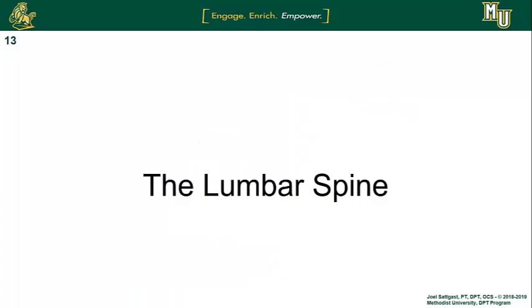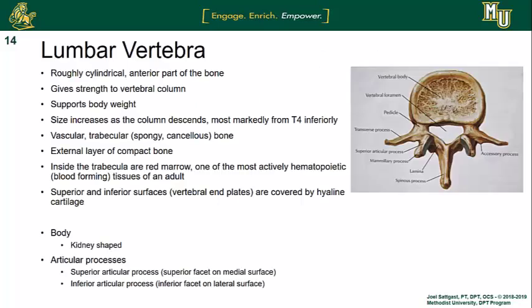So let's be more specific now to the lumbar spine. First, the lumbar vertebra, we've already discussed, are rather cylindrical. And their main function is to support body weight, and that size is going to increase as the column descends, really most markedly from T4 inferiorly. The external layer is compact bone, while the internal layer is more or less trabecula, and is very, very active in terms of hematopoietic tissues, thus blood forming.